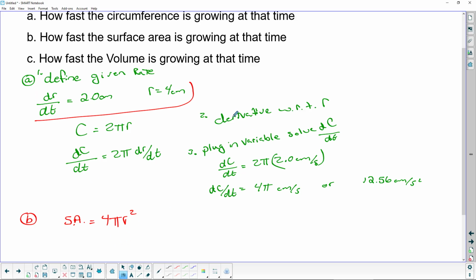But now we're going to do the derivative with respect to time. So dSA, for surface area, over dt equals... 4 pi is just a number. Pi is a number, it's not a variable, so there's no derivative there. So 4 pi, take the 2 out front, times 2r, because there's still an r there. And then we have to add the dr dt.